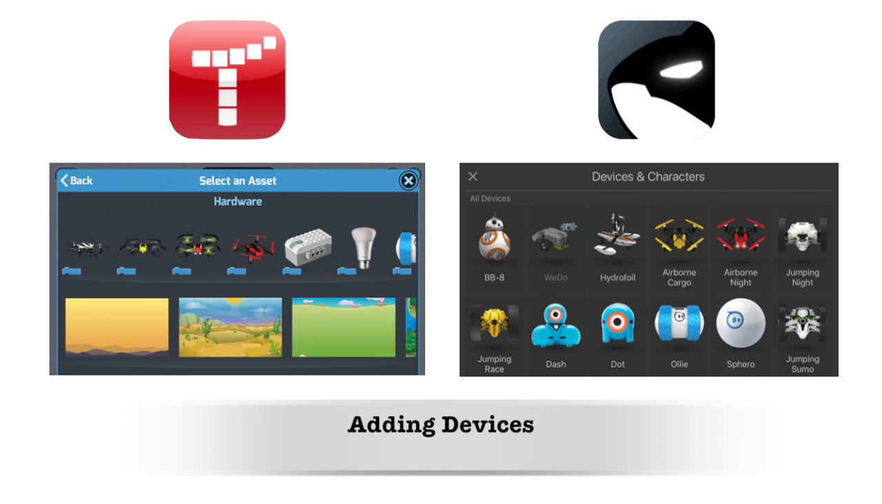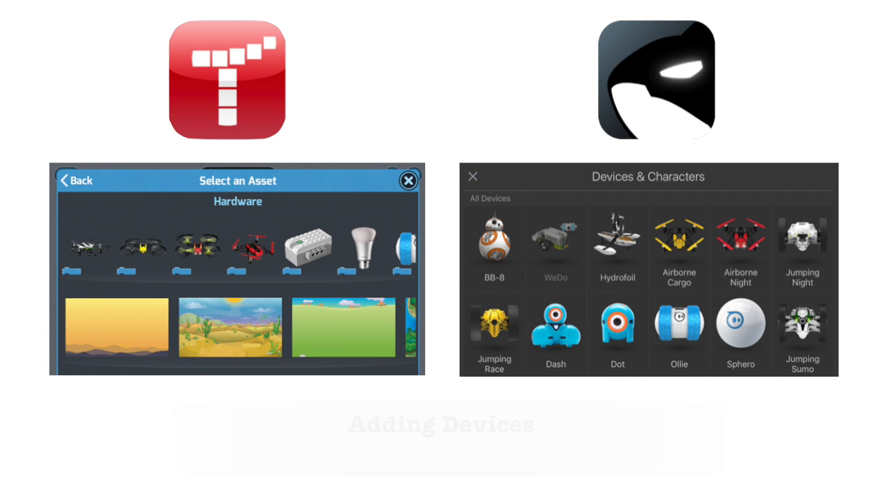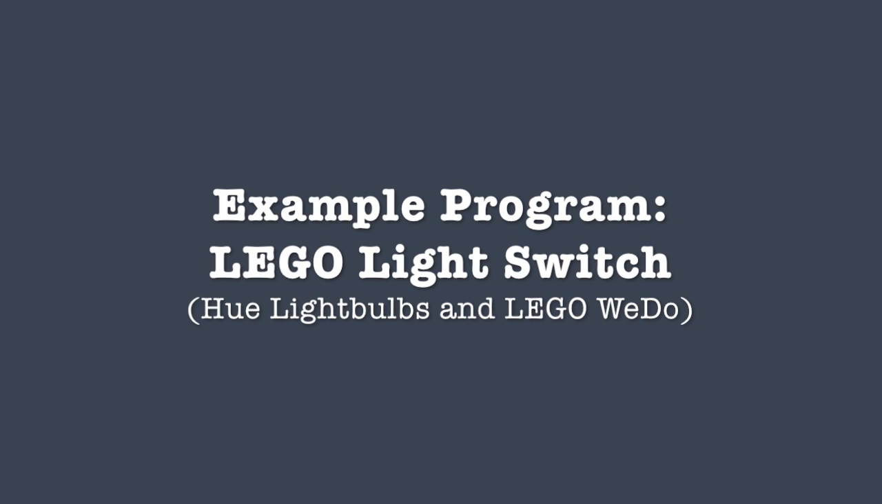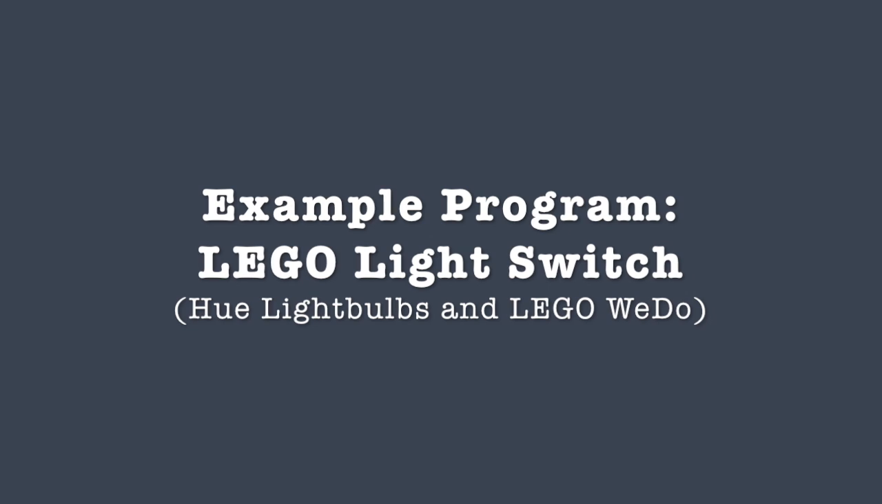In addition to controlling virtual characters, both apps allow for several different types of physical products to be added to the environment and controlled with drag-and-drop blocks. Here is an example of a basic program that can be created with either Tynker or Tickle.